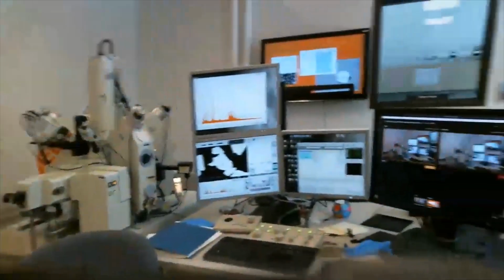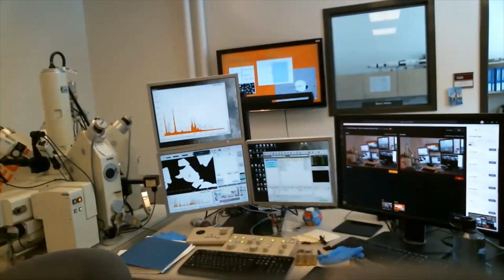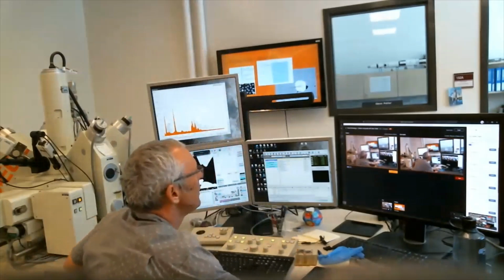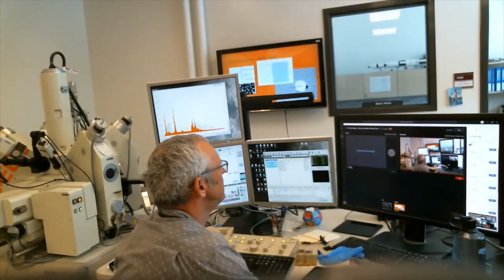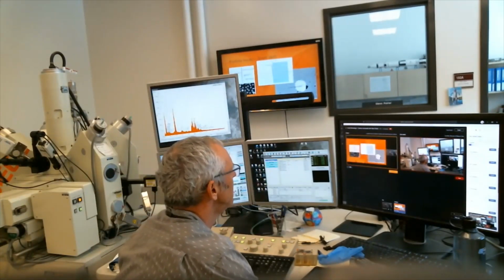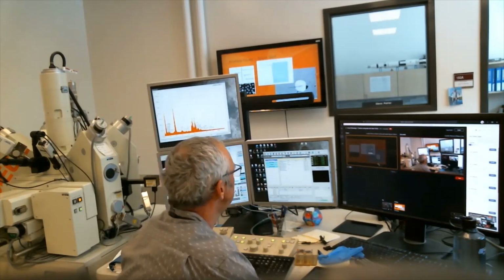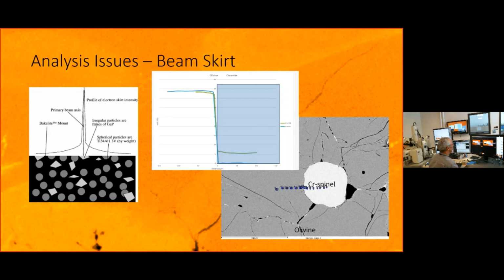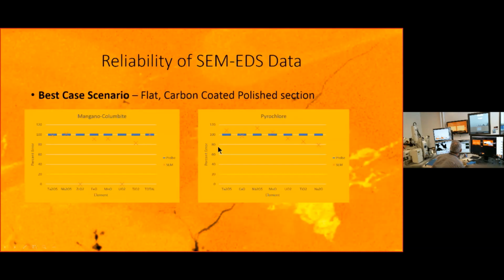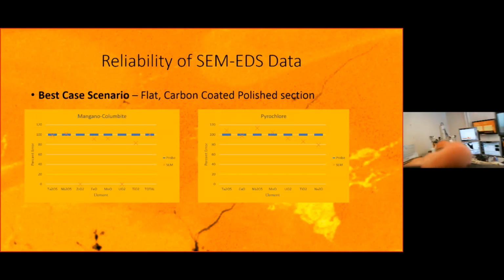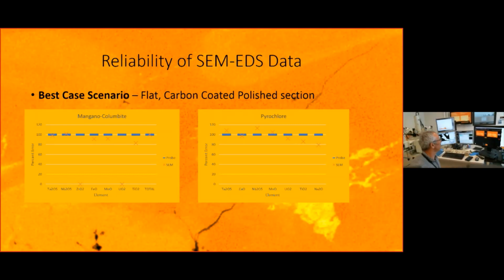Because what I'm going to show you next is what's been really nice about EDS in the past couple of years. What's the best case scenario? The best case scenario in EDS is when we've got a polished flat sample and that's carbon coated.